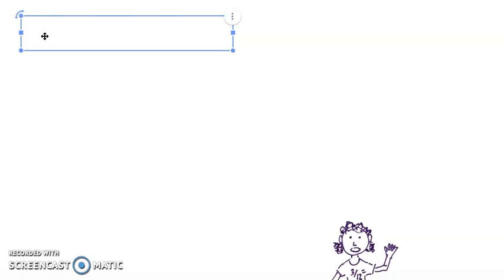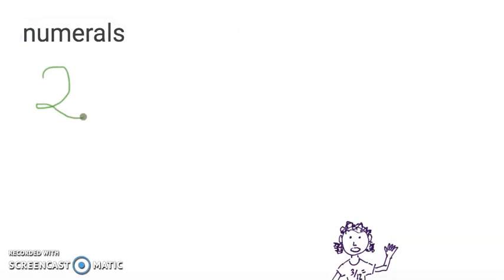Now, the symbols that stand for numbers are called numerals. This numeral stands for the number 2, and the numeral itself is also called 2. So the numeral 2 stands for the number 2. In the same way, this numeral stands for the number 3, and the numeral itself is called 3.